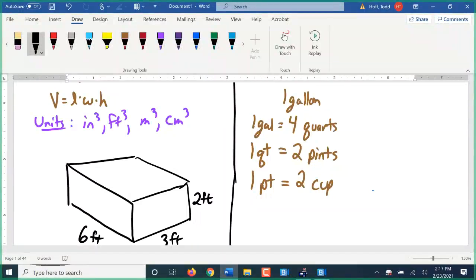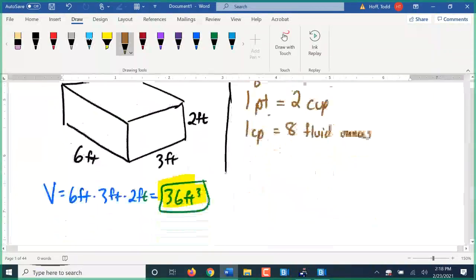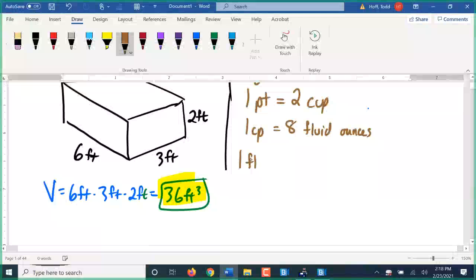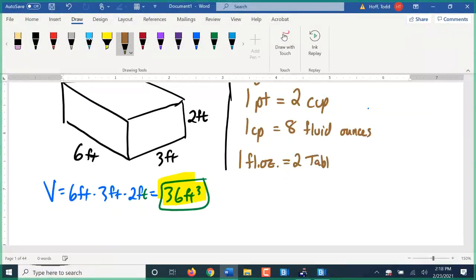Oh, smaller than a cup. Yeah, fluid ounces. 1 fluid ounce is actually defined to be the size of 1 ounce of water. 1 cup contains 8 fluid ounces. Smaller than a fluid ounce. 1 fluid ounce contains 2 tablespoons. Smaller than a tablespoon.